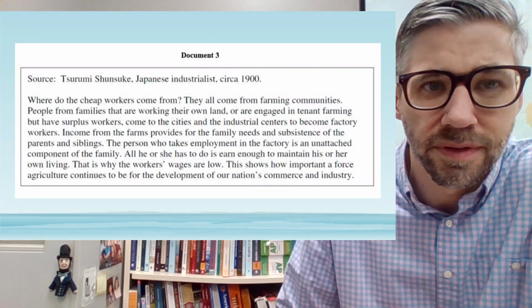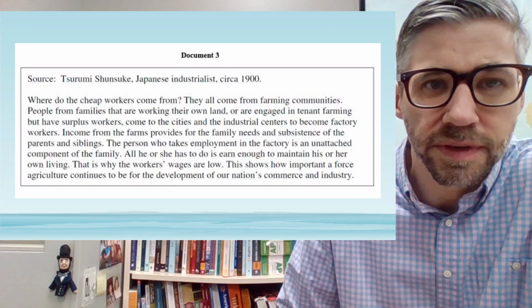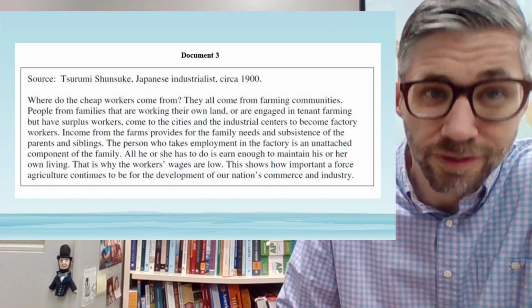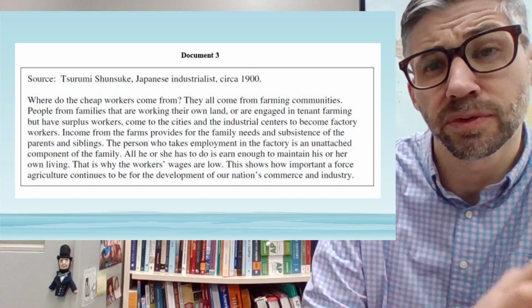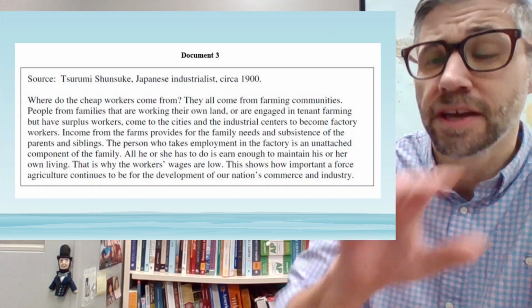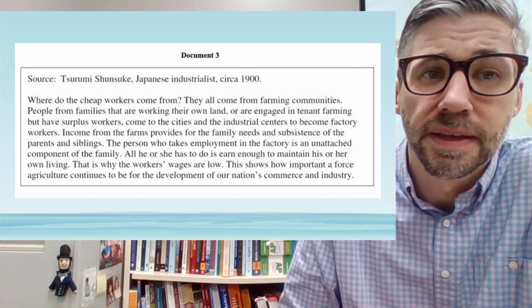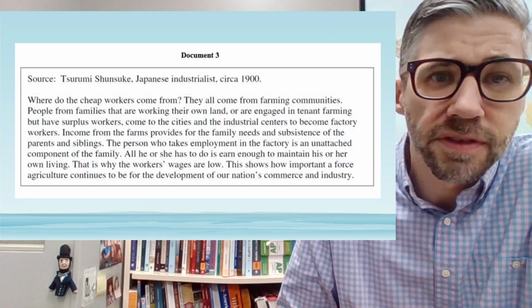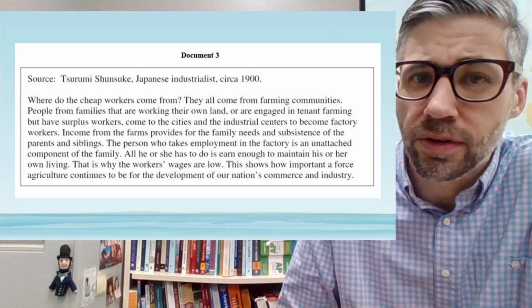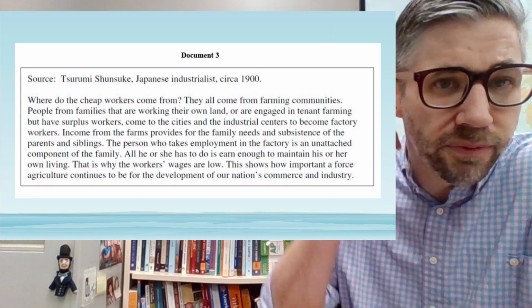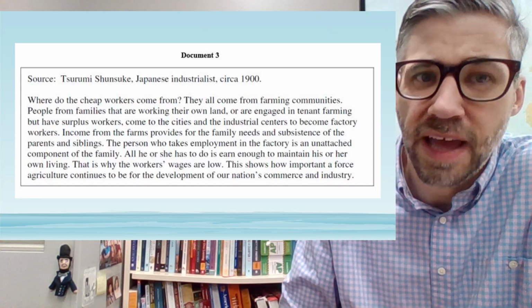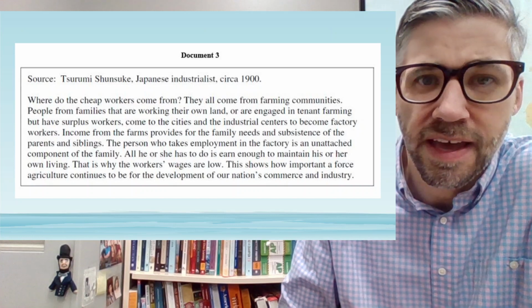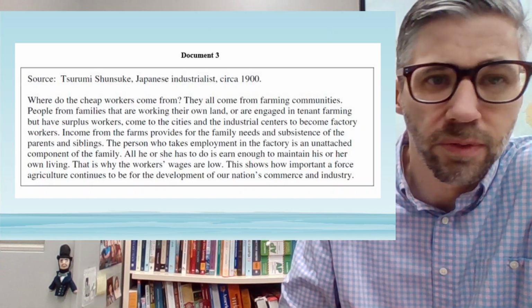This source, Tsurumi Sanshuke, a Japanese industrialist, circa 1900. So we're going from someone who works in the factory at the bottom to someone who owns factories. Where do the cheap workers come from? They all come from farming communities. People from families that are working their own land or are engaged in tenant farming but have surplus workers come to the cities and industrial centers to become factory workers.